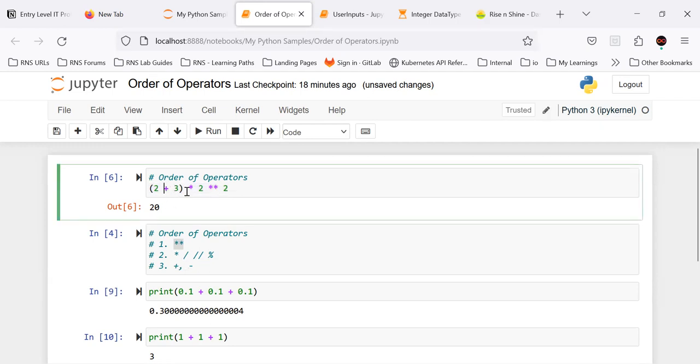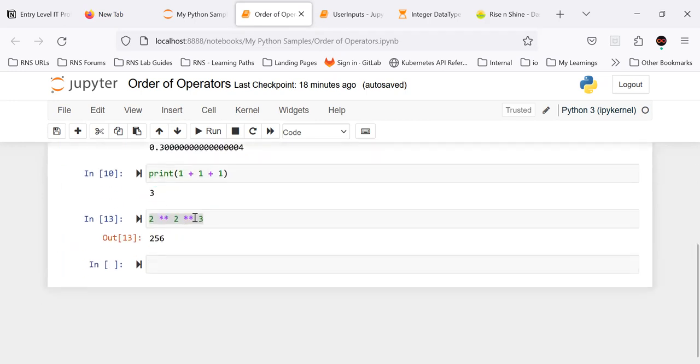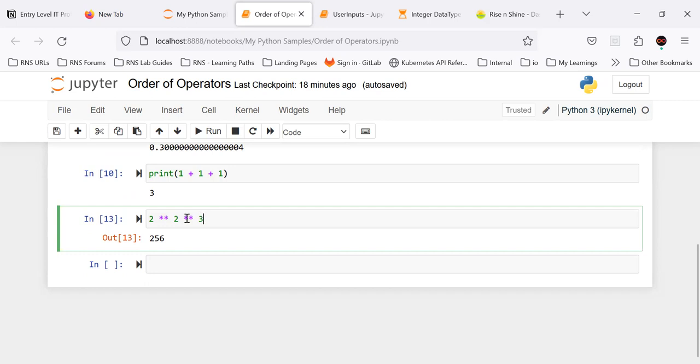Parenthesis will be given high priority, right? Now which one is the highest priority? Parenthesis. The next priority is power of. Next is asterisk, that is multiplication, division, integer division, or modulus. Then the third precedence has the plus and minus. But these will be executed left to right. But if we use the power of statements, then it is going to execute right to left.